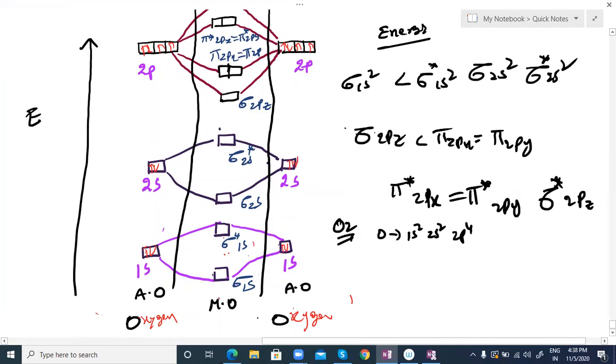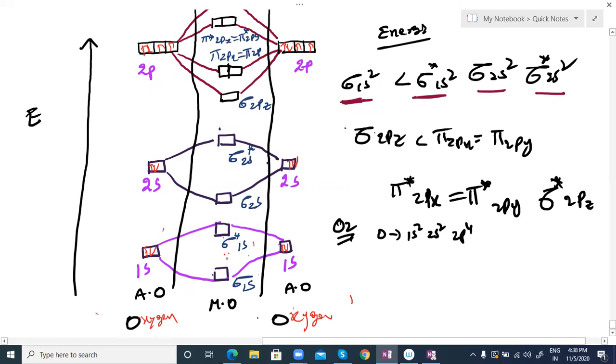First you have to fill the least energy orbital here, sigma 1s. We have to follow this order: first sigma 1s, then followed by sigma star 1s, then sigma 2s, sigma star 2s, like that. So here I wrote the number of electrons generally. Each box can accommodate a maximum of 2 electrons.